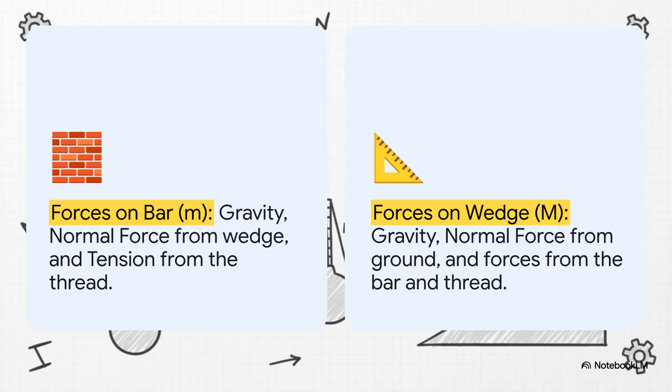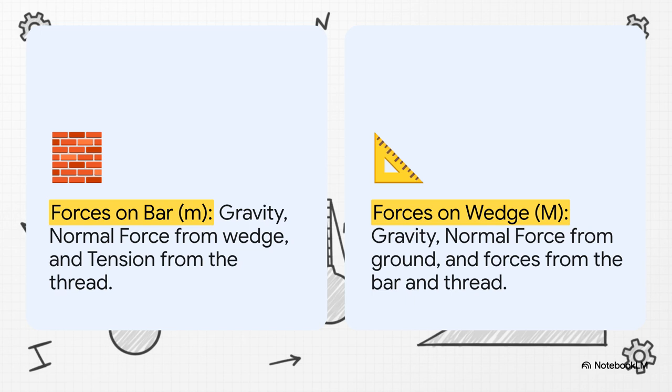So let's draw what we call free body diagrams. On the bar, it's pretty straightforward. You've got its weight, mg, pulling straight down. You've got the normal force, N, from the wedge, pushing up at a right angle to the surface. And you have the tension, T, from that thread pulling up along the incline. Now for the wedge, it has its own weight, mg, and the ground pushing back up on it.